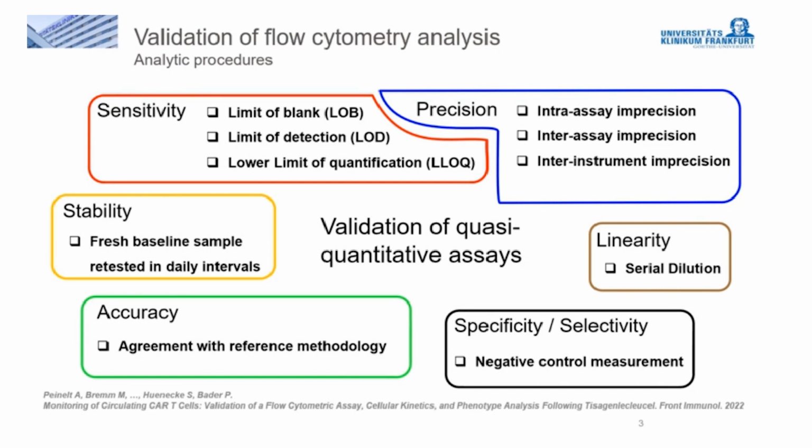Stability is a very important parameter for clinical routine, as patient samples frequently arrive at the laboratory with delay if they are sent from external clinics. So we determined the sample stability by repetitive measurements of the same samples on 5 consecutive days. Accuracy was shown in comparison with PCR, and specificity and selectivity was shown by the measurement of negative controls who did not receive CAR T cells. In the following I will describe the results in more detail.